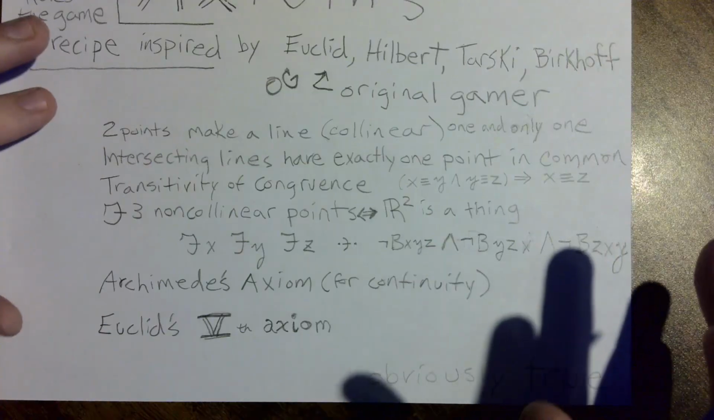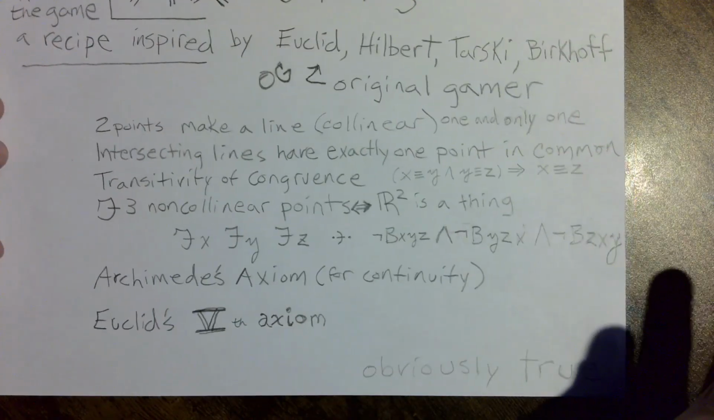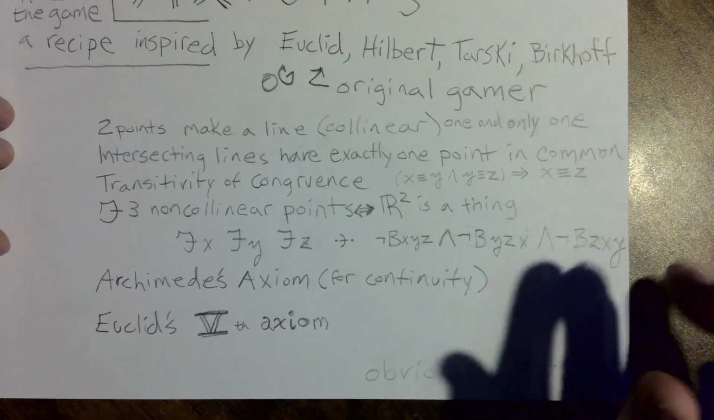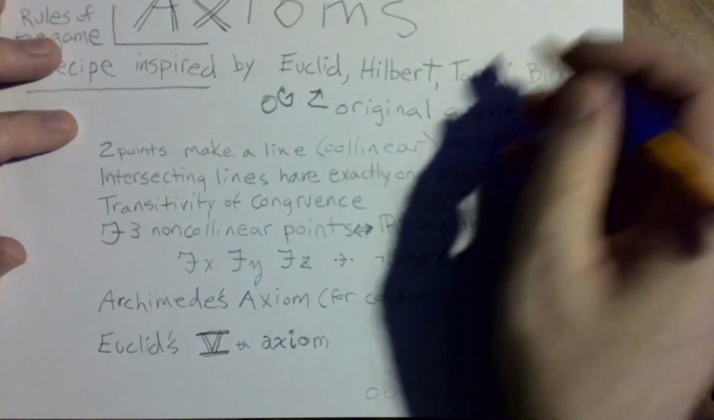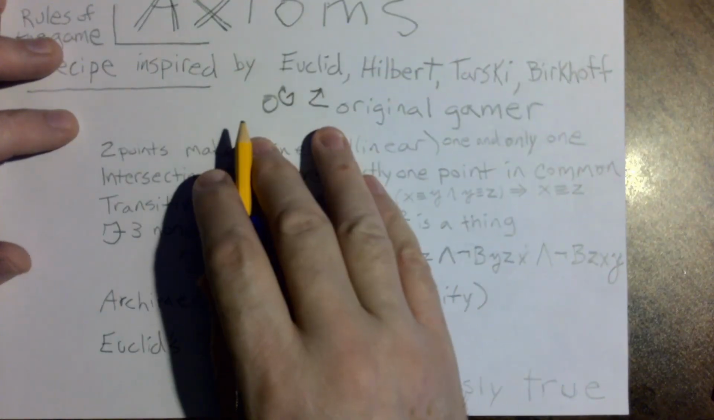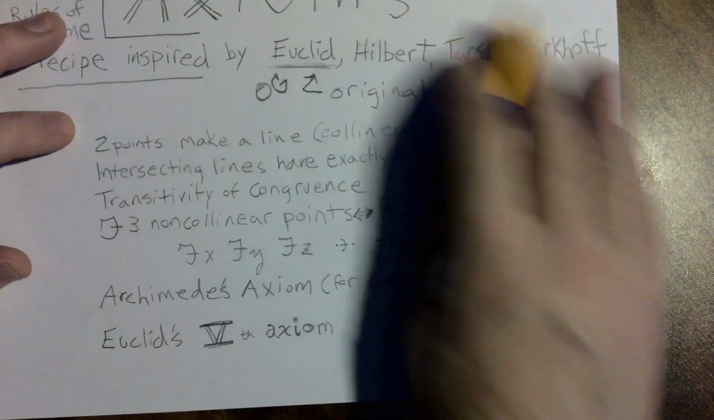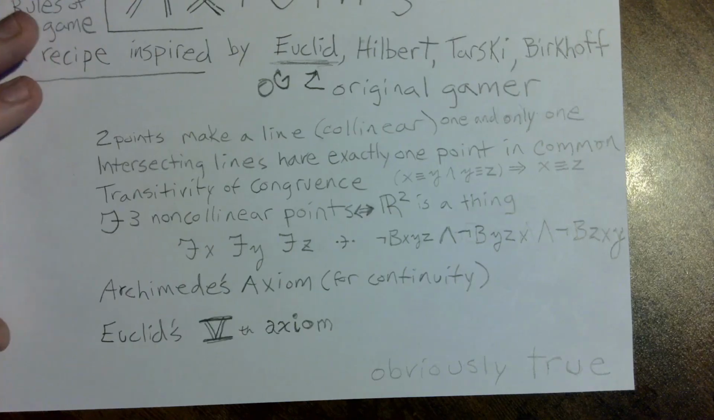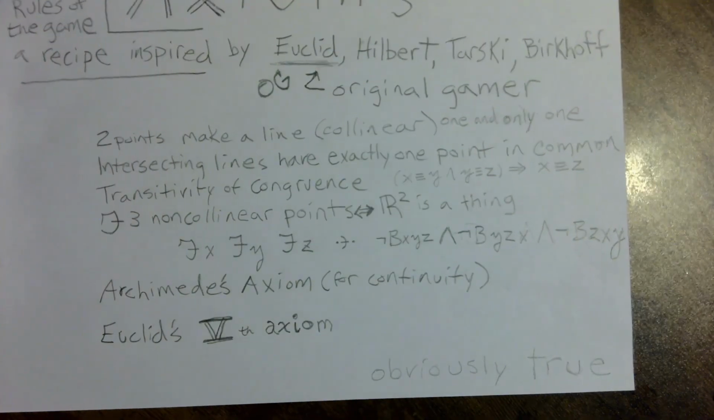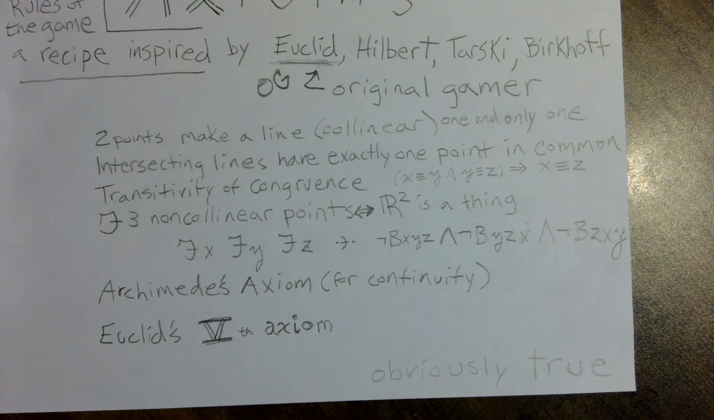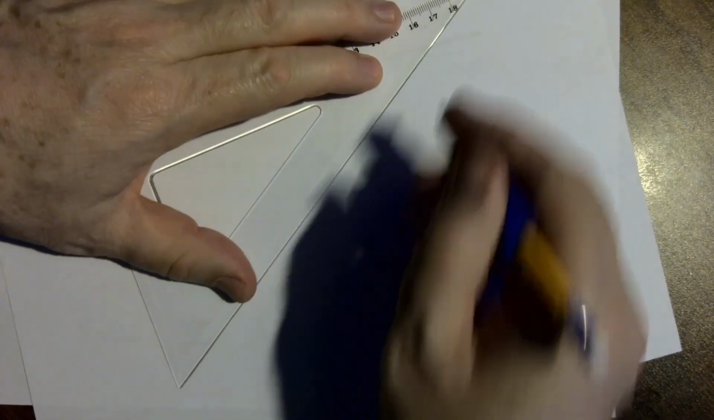And so here's something that these puzzle books work with, an example. The rules of the game for this axiomatic system, these are axioms. It's a recipe inspired by these gamers. An axiom is a statement that we accept as true, like, without proof.